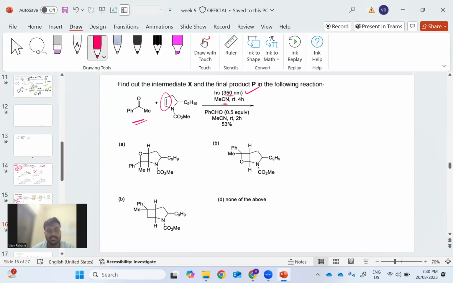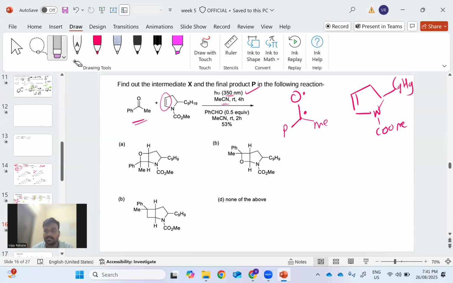So if you look at this reaction, what happens in this case? If you directly look at this starting material, you will understand. So this is how, under the influence of light, it forms a radical. This double bond compound also forms a radical in the same manner, COOMe, and that's the C9H9. So the same here, this also forms a radical in the same manner, right? And now there will be a formation of the bond between the two.